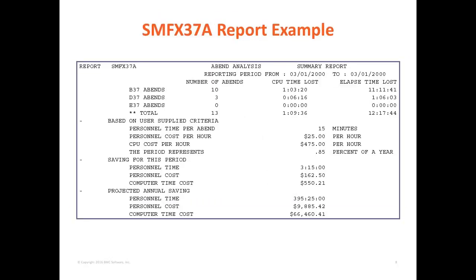The second part of the X37A report gives a numeric summary of the costs, the number and the type of abends. The values used on the exec statement are used to calculate these values. The savings values are calculated for the period of SMF data collected and then projected out for 1 year if no changes are made and the errors continue.